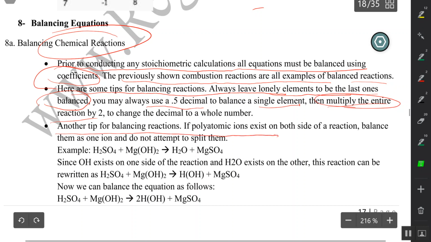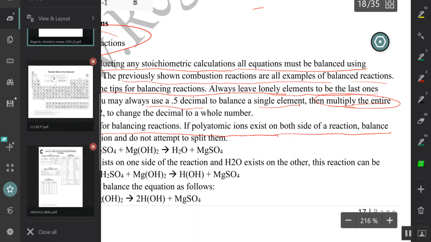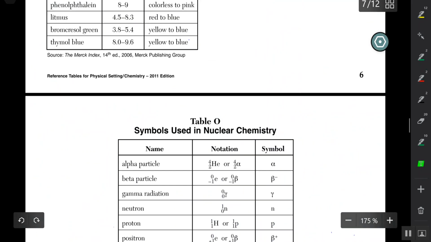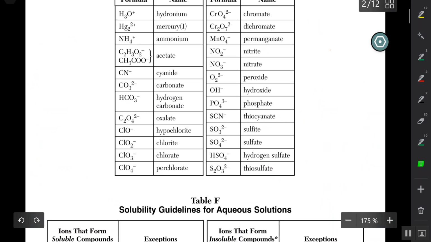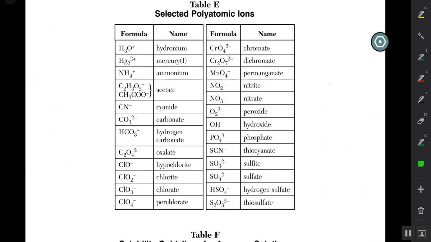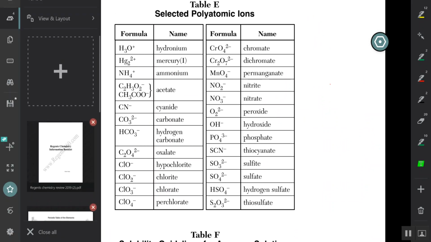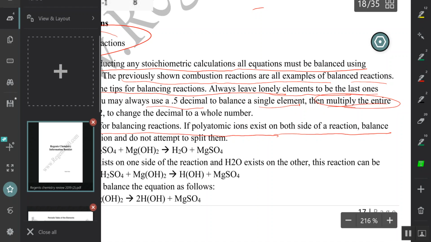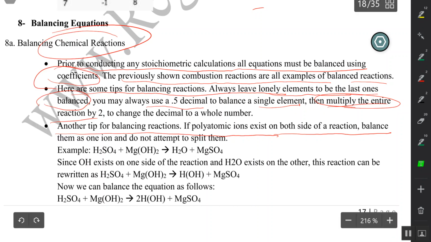If polyatomic ions exist on both sides of the reaction, polyatomic ions are those ions present on Table E. Take a look at them right here. These are all polyatomic ions. So if you see these polyatomic ions on both sides of the reaction, treat them as one substance. Do not try to split them. So in this case, SO4 is on this side and it's on that side. We treat it all as one. So we say there's one SO4 here and there's one SO4 here.